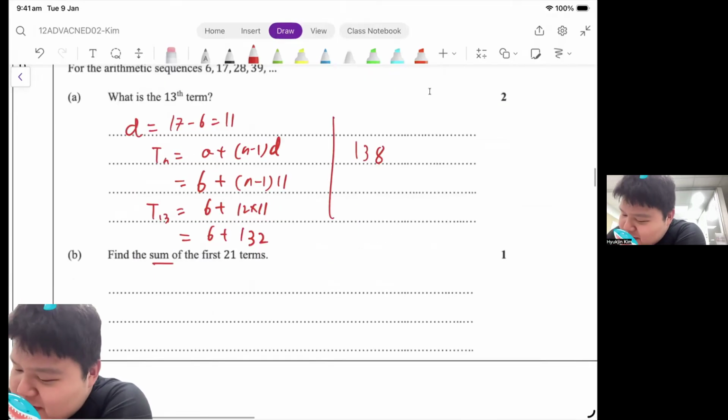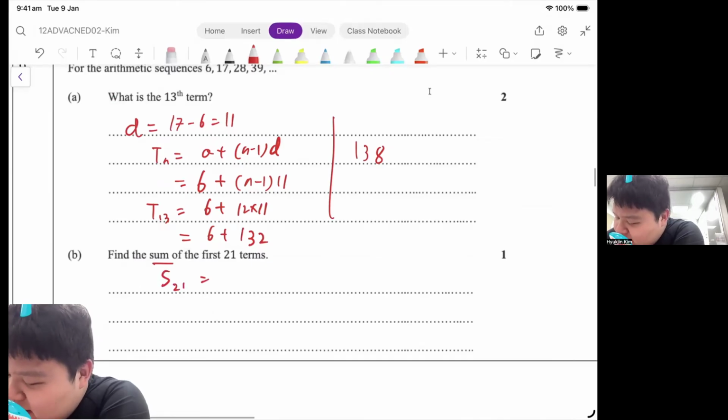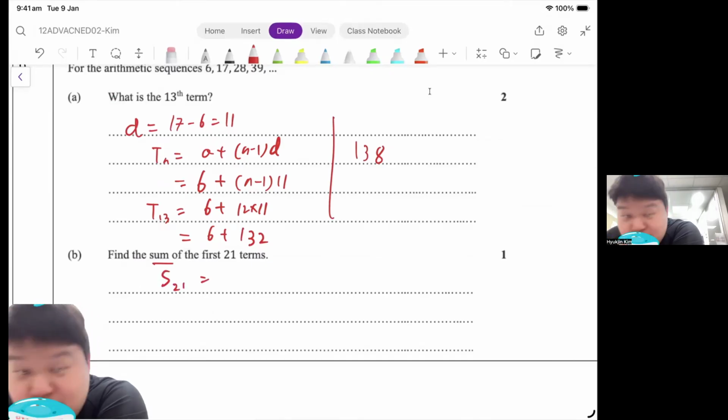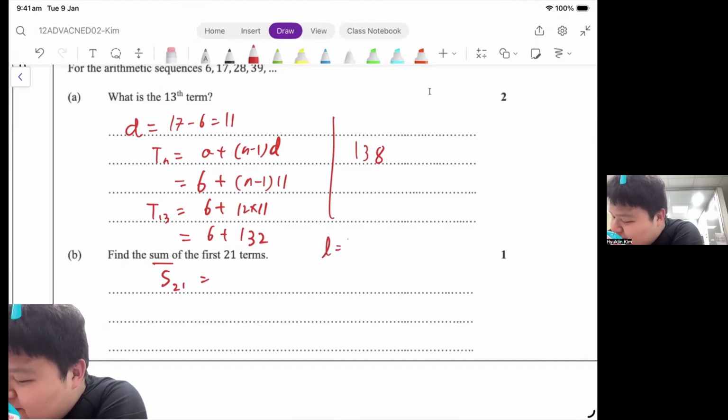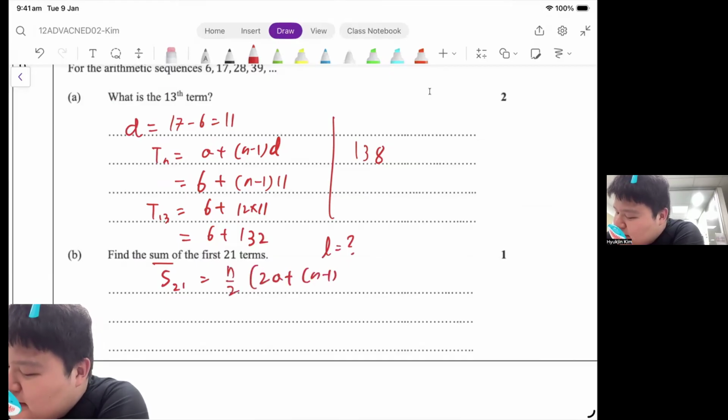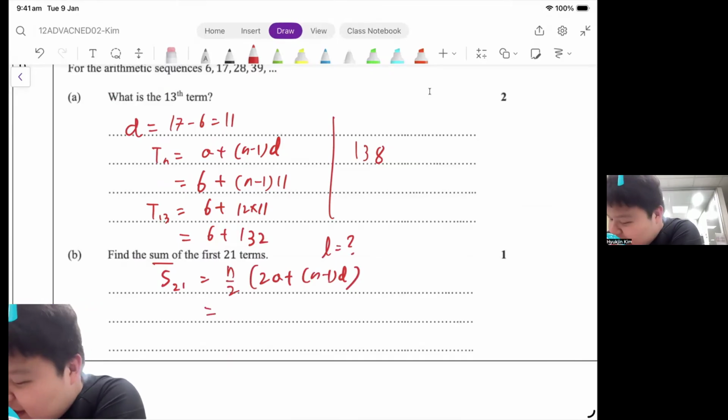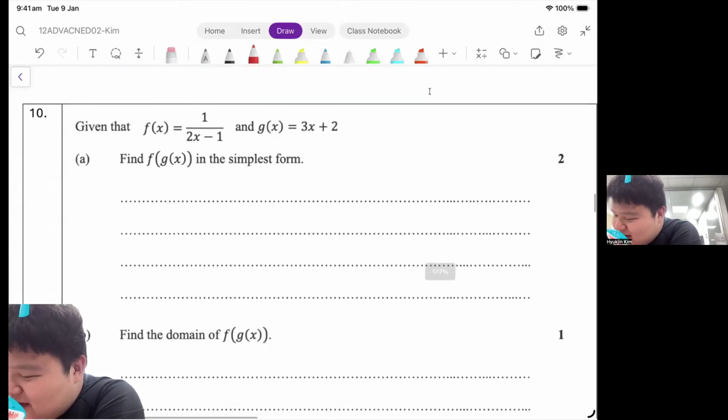Sum of the first terms, sum of 21. Because I do not have the L, I'm just going to use this formula: 2a plus n minus 1 d. If I had the L, I would take the L. 21 over 2, 12 plus 20 times 11. Chuck that in the calc. You guys can do that. I'm not going to waste my time on it.